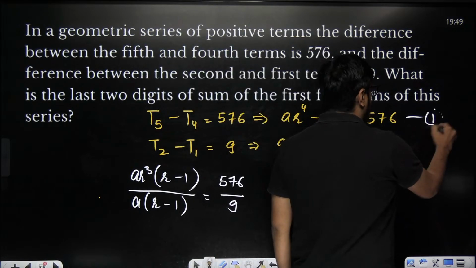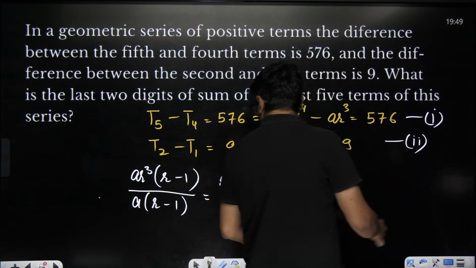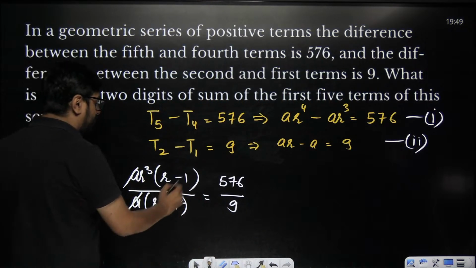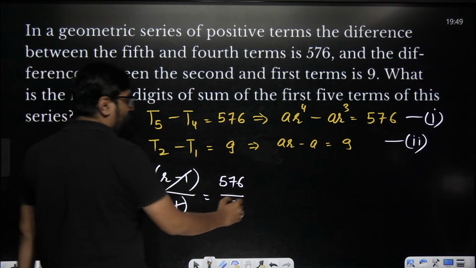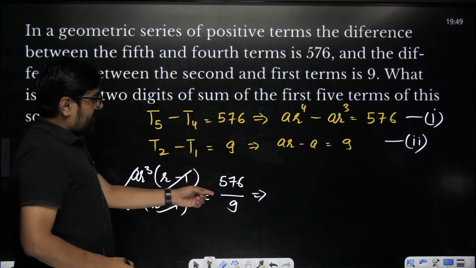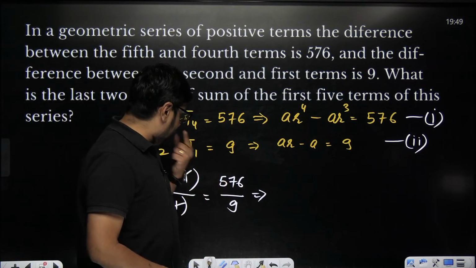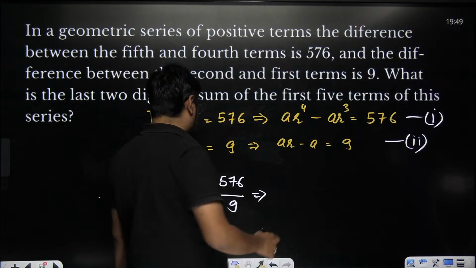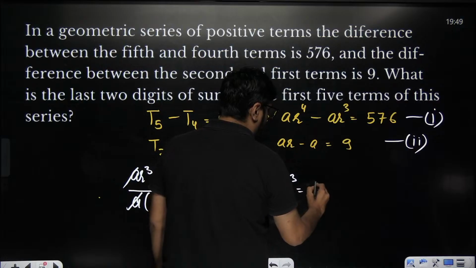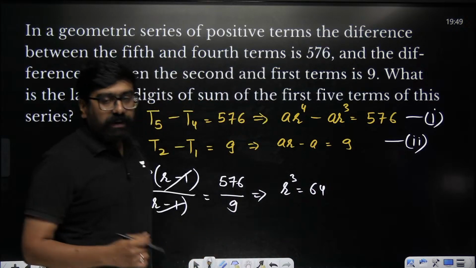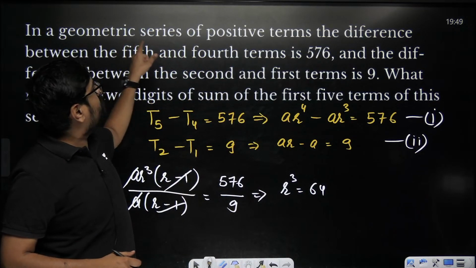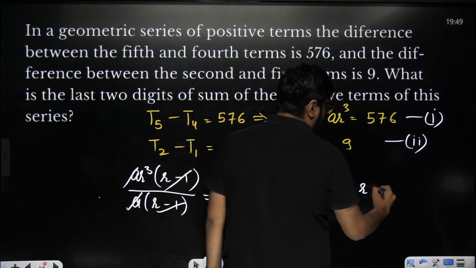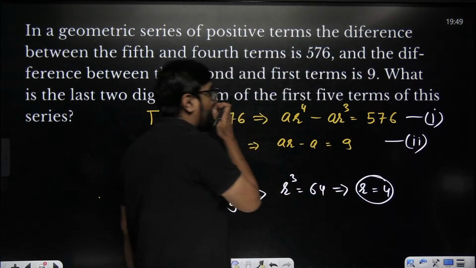This is first and this is second, because I want to get rid of A. So I got rid of A directly, and I got rid of R minus 1 also, and R cube I am directly getting. 9 8s are 72, 9 6s are 54, so 64. I get R cube is equal to 64. Now R definitely has to be positive because it is the geometric progression of positive terms. So definitely there is only one solution, that R is equal to 4.